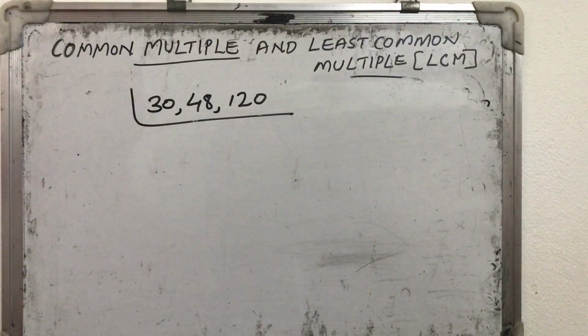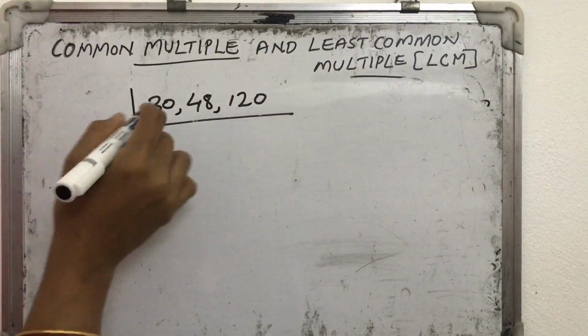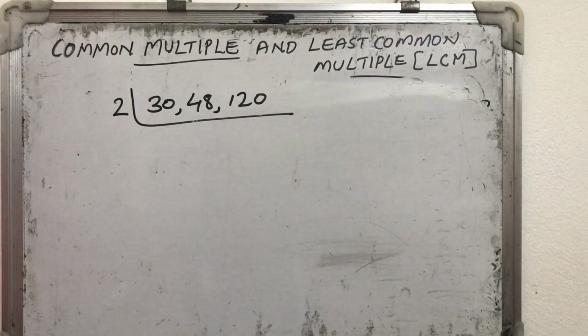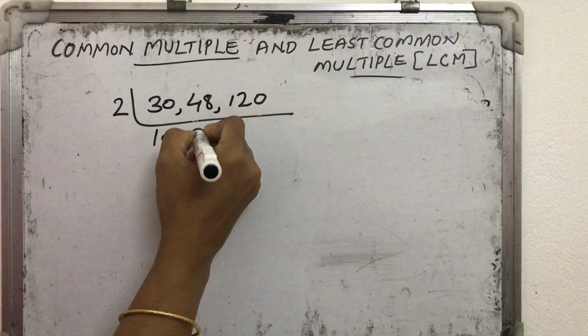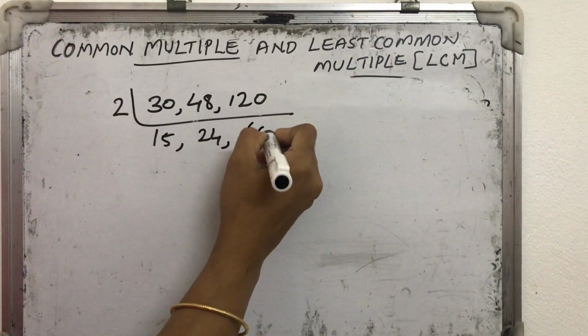In the case of LCM, but here it is possible to divide all of these by 2. We can take 2 as the common. So 2 is possible for dividing these. 30 by 2, 15; 48 by 2, 24; 120 by 2, 60.